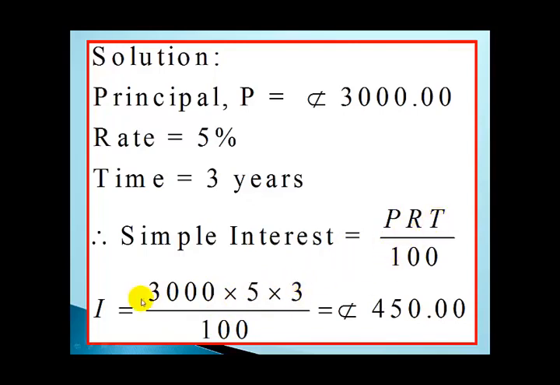So the simple interest will be equal to 3,000 times 5 times 3 divided by 100, and this is equal to 450 cedis. So the simple interest on the principal 3,000 at the interest rate of 5% for 3 years is equal to 450 cedis.